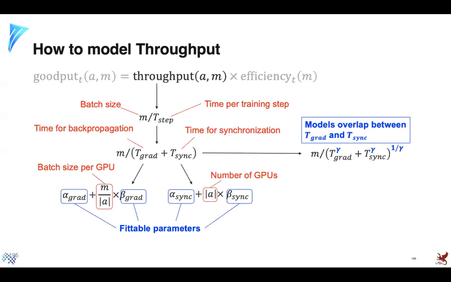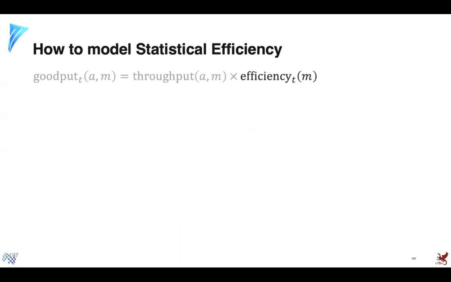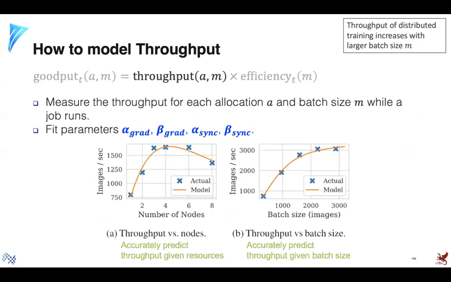Furthermore, this throughput model can capture other system optimization techniques, such as wait-free backpropagation, where parts of the gradient computation and synchronization overlap with each other. Using this way of modeling the throughput, we can measure the network time and computation time during training and fit our parameters in order to create a predictive model. In the figures below, we show that using this method, we're able to predict what the throughput of a system can be using different numbers of nodes and different batch sizes.